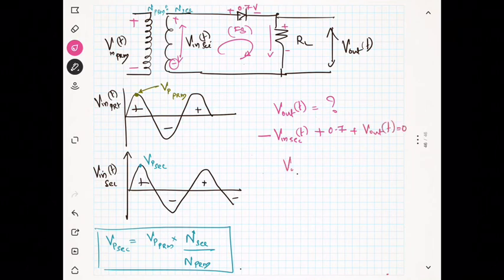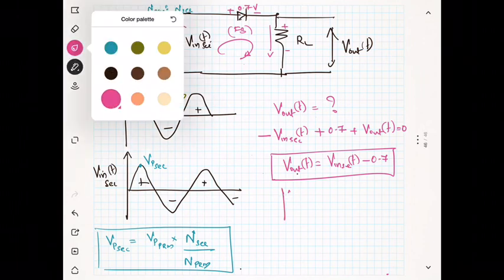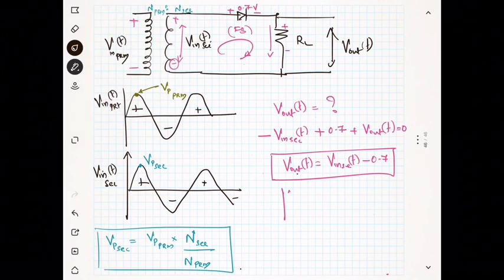That means my V out of t is nothing but V in secondary of t minus 0.7. The diode is actually taking 0.7 volt and the remaining voltage will be dropped across the load resistance. So the peak output voltage, VP out, P for peak, will be like this. I told you already, the voltage output will be like this.